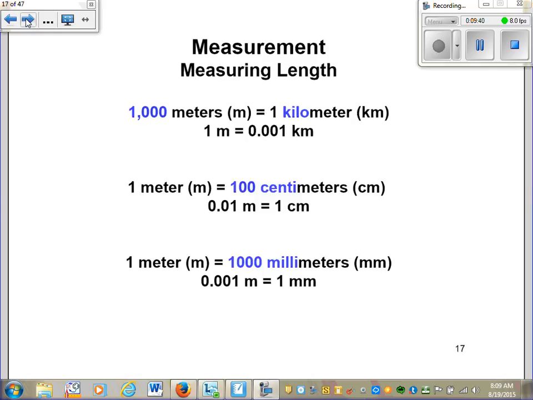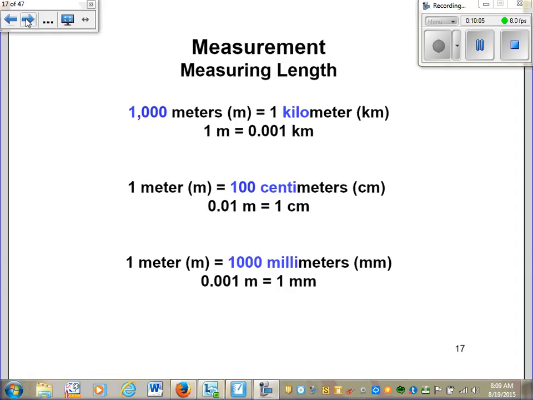So for measuring length, 1,000 meters is a kilometer, or 1 meter is 1/1000th of a kilometer. You see kilometers all the time when you get in your car. That's the other part of the speedometer.